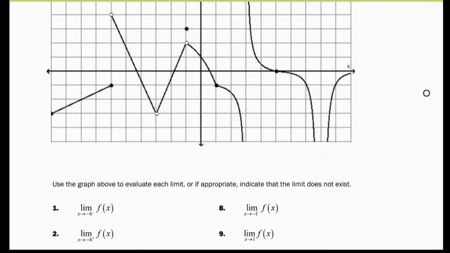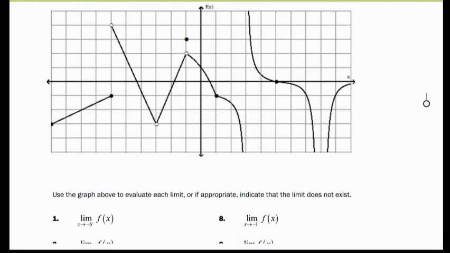Here we're asked to use the graph to evaluate each limit or indicate that the limit doesn't exist. So as we go through here, we need to be able to read these limits first. It's kind of like step one in the process. And so for the first one, it says the limit as x approaches -6. And then this little second negative sign here means from the left side.